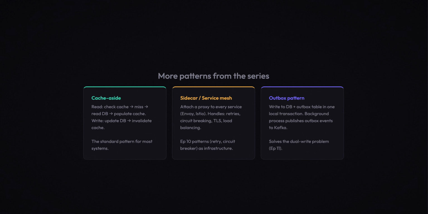Sidecar and service mesh. Instead of implementing retries, circuit breakers, and TLS in every service, attach a proxy sidecar to each service. Envoy and Istio do this. All the fault tolerance patterns from episode 10, retries, circuit breakers, bulkheads, implemented once in infrastructure, applied everywhere.